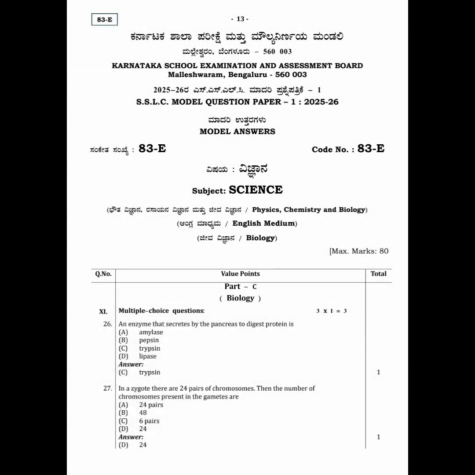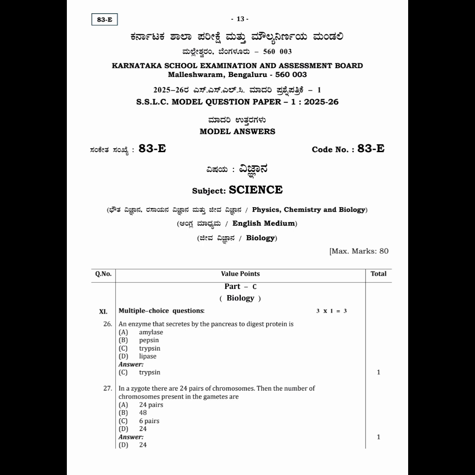Moving to biology part, multiple choice questions. Question number 26. An enzyme that is secreted by the pancreas to digest protein is option A amylase, option B pepsin, option C trypsin, option D lipase. Answer is option C trypsin.